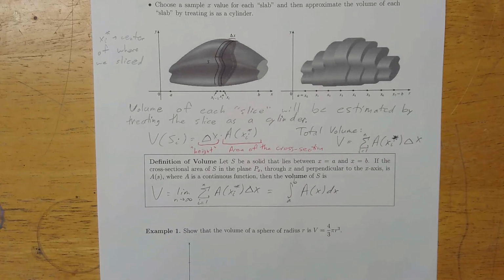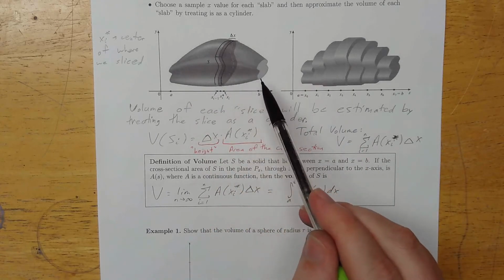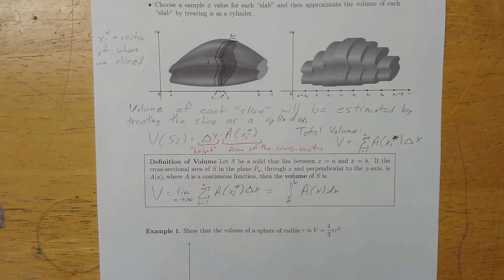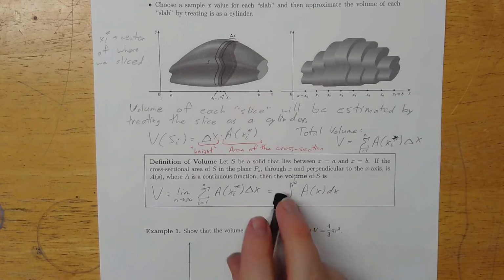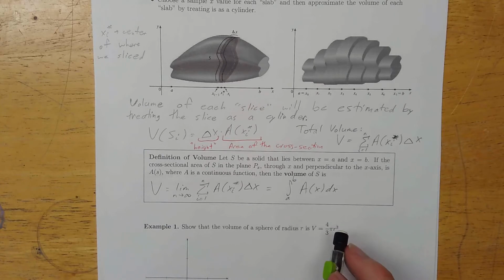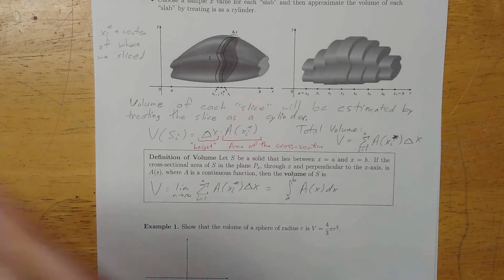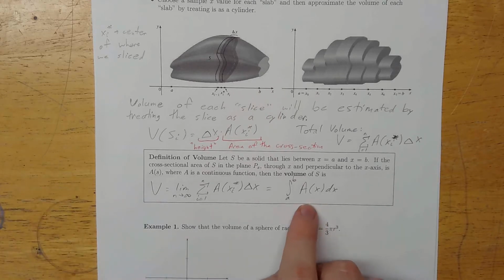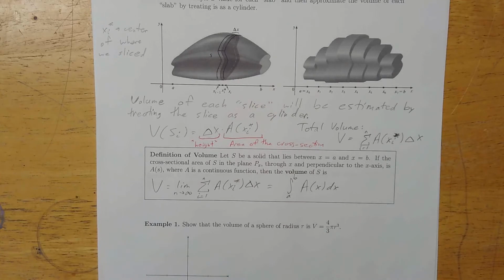So that was a lot of words to say. If we can find a formula for the area that depends on what the x value is, and we know what our lower bound and upper bound are, in other words, we know what we're integrating over, then we can just take the integral from a to b of that area to find our volume. So that sounds really easy. The hard part here is going to be making sure we have the area formula correct.